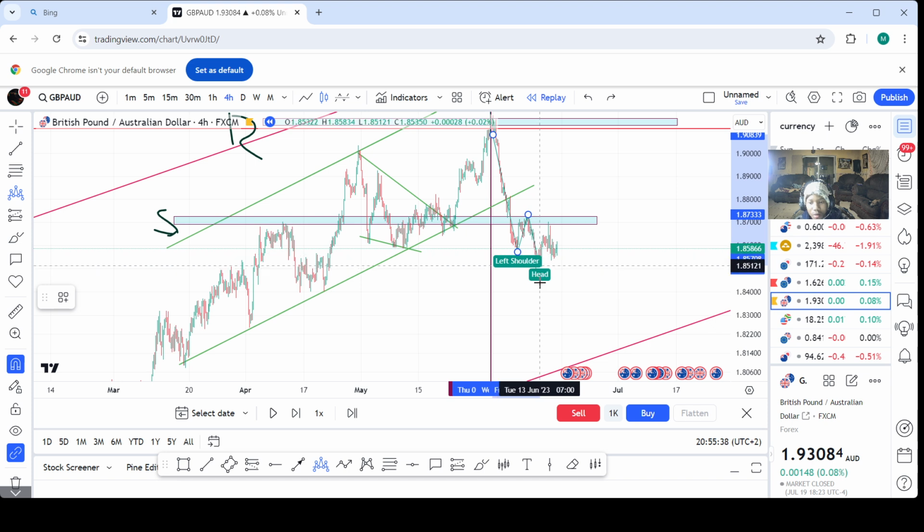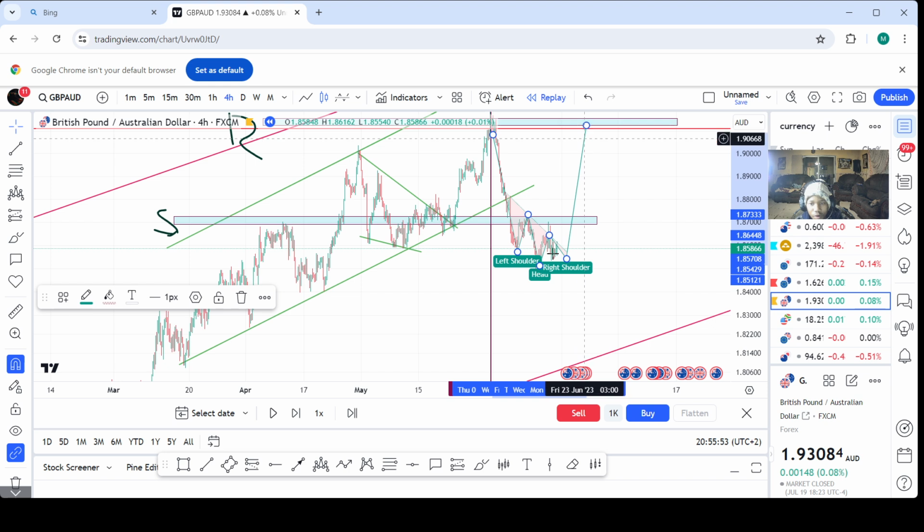Then now the market dropped slightly lower and it pushed back to our neckline. Now it looks like the market is playing around about here. So if the market pushes up, retests, we're gonna be looking for our entries. Like I said, this is our neckline.